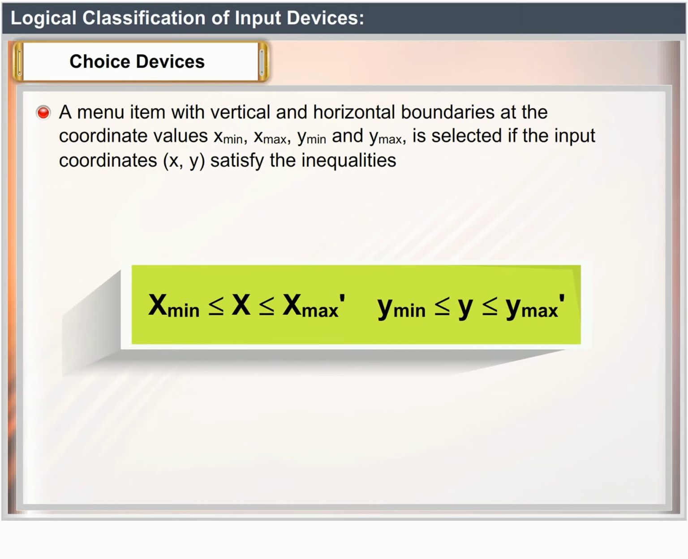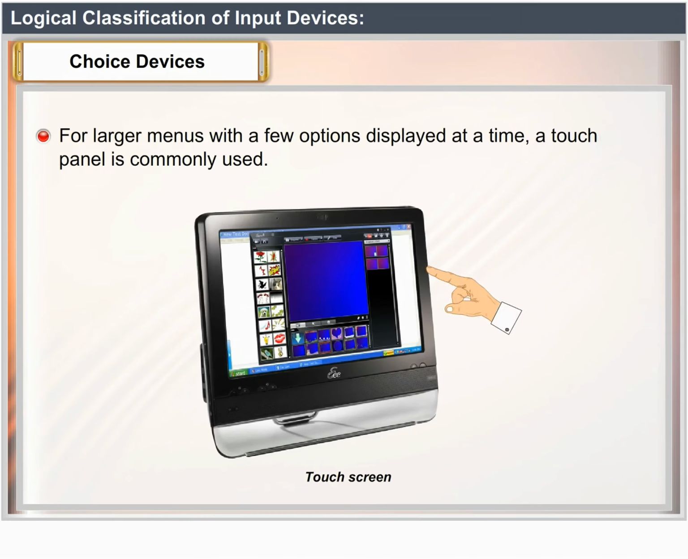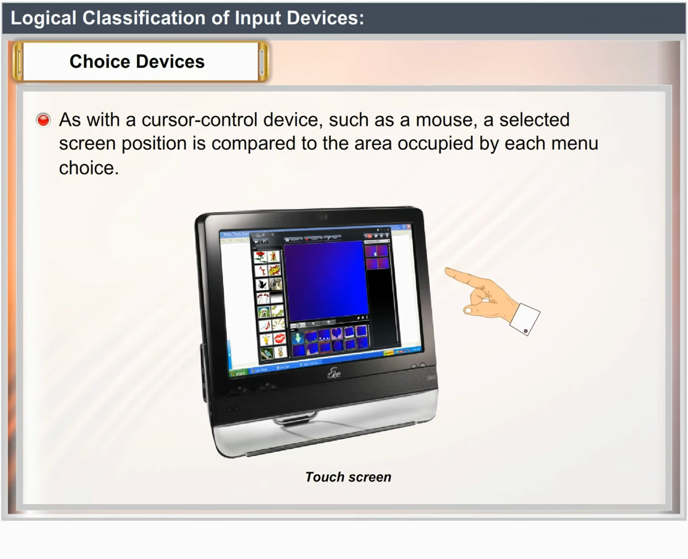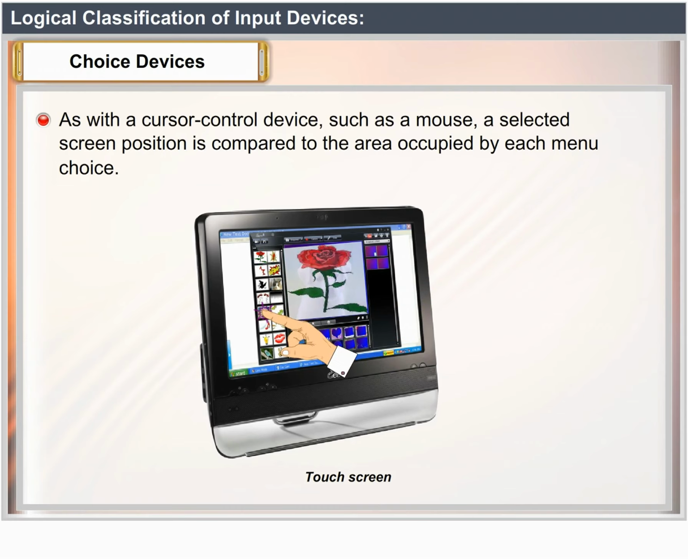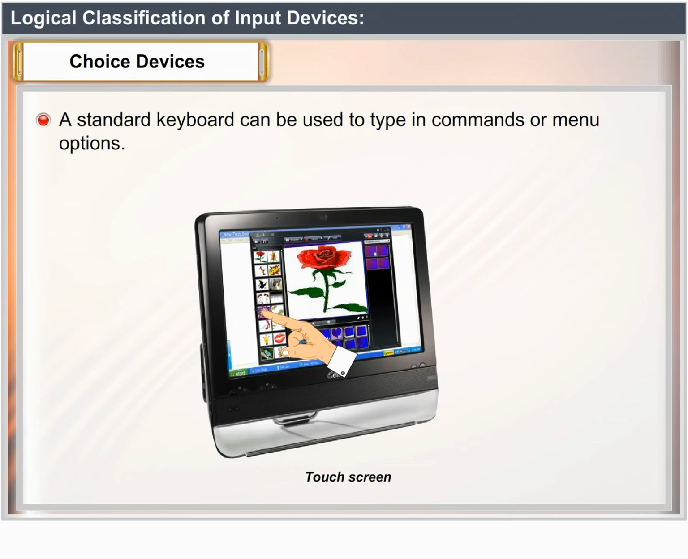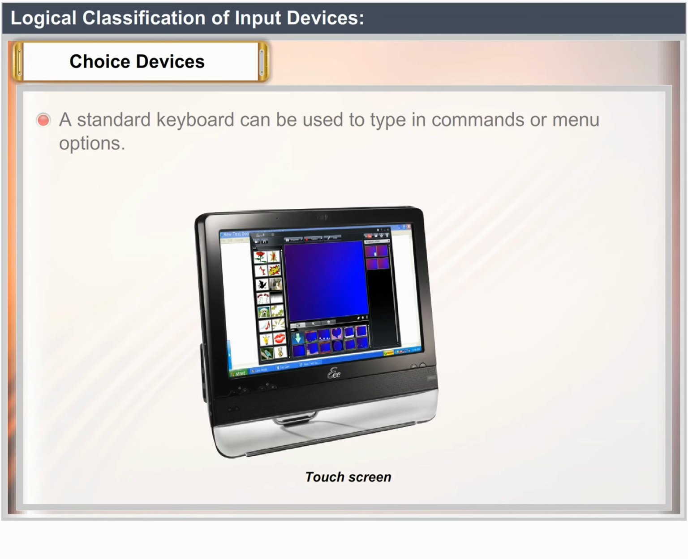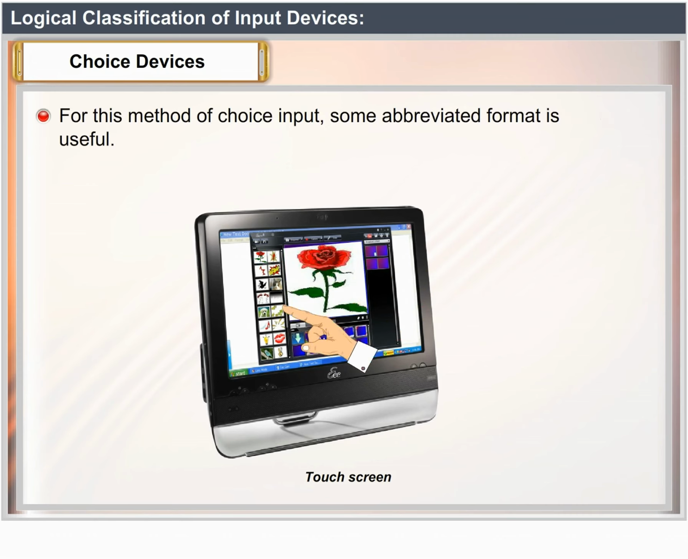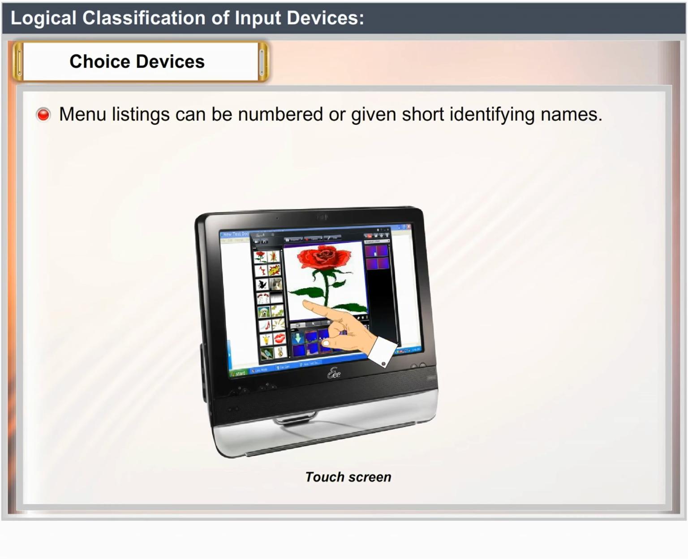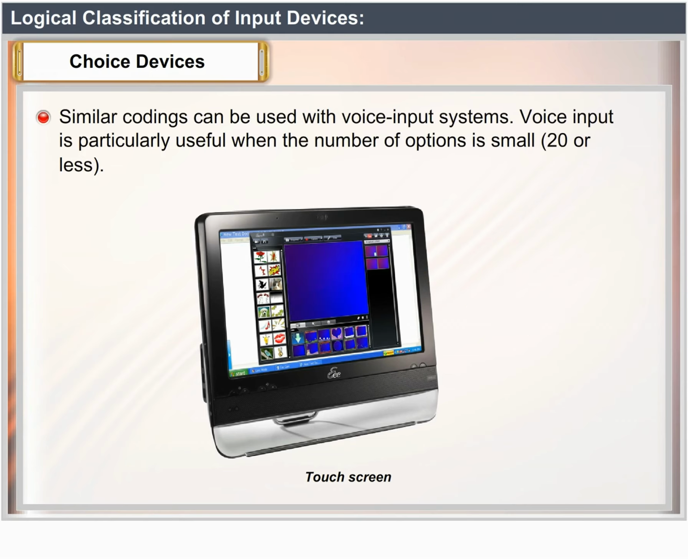For larger menus with a few options displayed at a time, a touch panel is commonly used. As with a cursor control device, such as a mouse, a selected screen position is compared to the area occupied by each menu choice. Alternate methods for choice input include keyboard and voice entry. A standard keyboard can be used to type in commands or menu options. For this method of choice input, some abbreviated format is useful. Menu listings can be numbered or given short identifying names. Similar codings can be used with voice input systems. Voice input is particularly useful when the number of options is small, 20 or less.